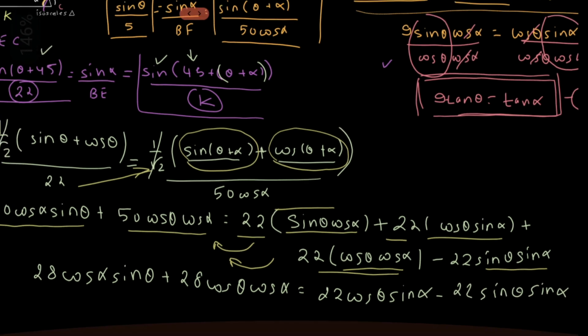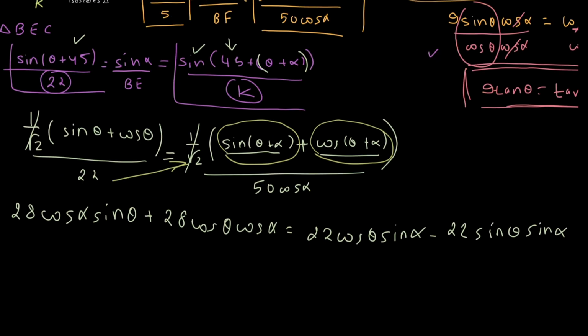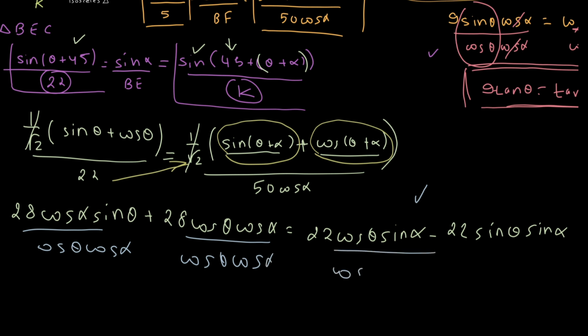Okay, so I need space, so I will remove some of the things over here. So here we have got this nice equation. Okay, and to simplify it further, I will divide both of the sides with cos theta cos alpha. So this term divided by cos theta cos alpha, this term also divided by cos theta cos alpha, this also divided by cos theta cos alpha, and this also divided by cos theta cos alpha.